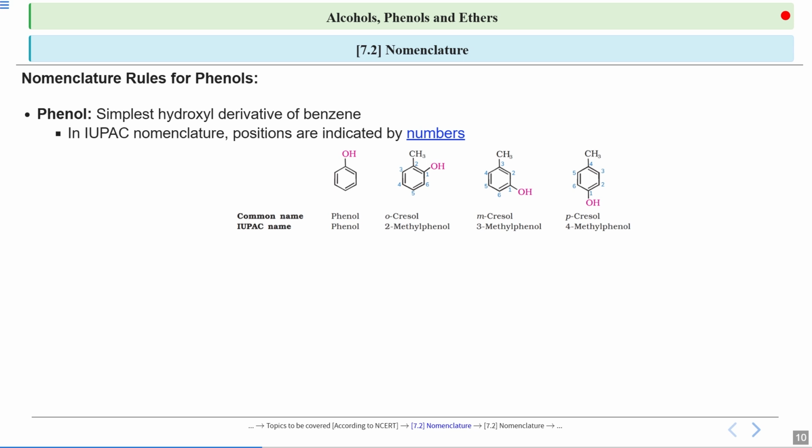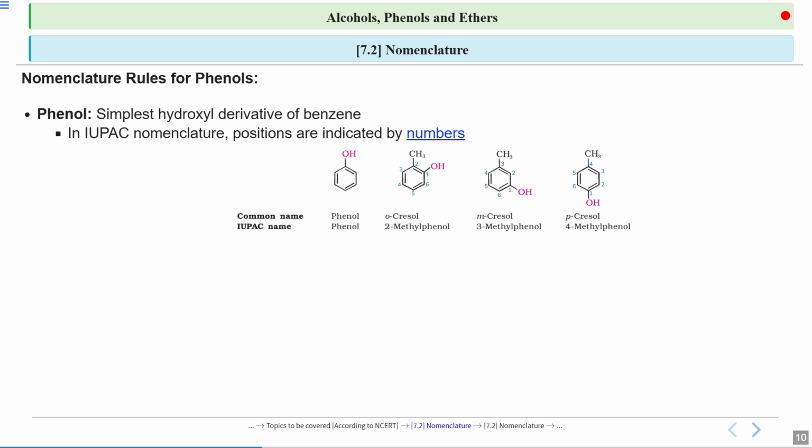So this is orthocresol. At the second position carbon we have a methyl group attached. Then we have metacresol, M representing meta position, because at the meta position with respect to OH, the methyl group is attached. The IUPAC name is 3-methyl phenol. The next compound is paracresol, because at the para position, or fourth carbon, we have the methyl group. The IUPAC name is 4-methyl phenol.